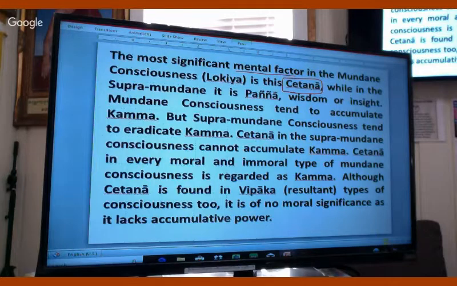Chetana means motivation or volition, translated in English like this. Like a manager, like a team leader. The team leader does his own function, and the leader also tries to get the other members to do their functions, isn't it? So Chetana is like this. Chetana is the most significant manifesta in the mundane consciousness. Another name for that Chetana is karma, K-A-M-M-A.